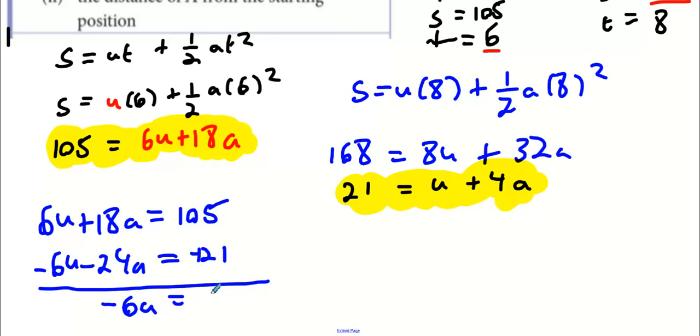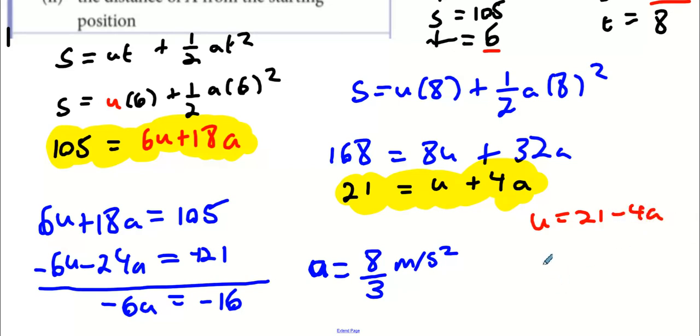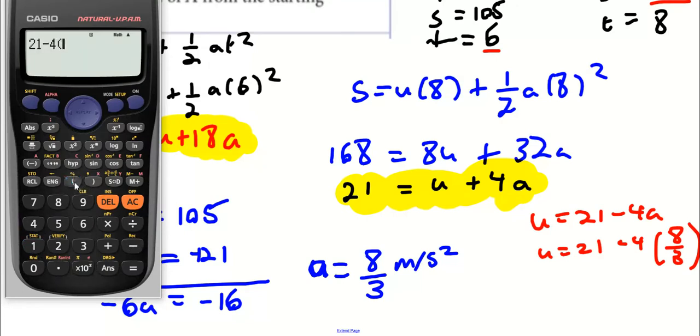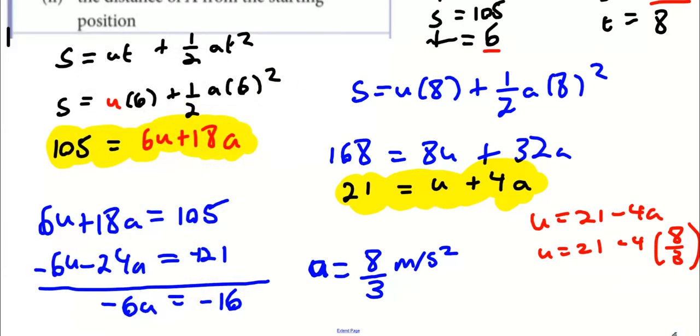So 121 take away 105 is minus 16. And then 16 divided by 6 will be acceleration equals 8 over 3. Is that all right with you guys? Now, we'll figure out what U is. U is 21 take away 4A. U is 21 subtract 4 times 8 over 3. So 21 subtract 4 times 8 over 3. Yeah, it's 31 over 3. Is that okay? Yes.